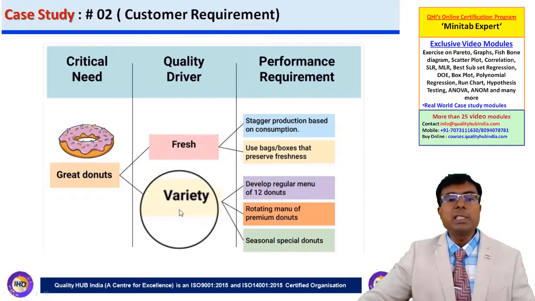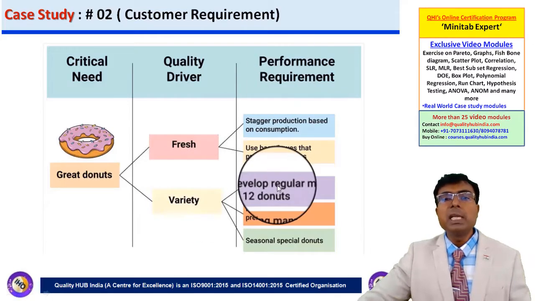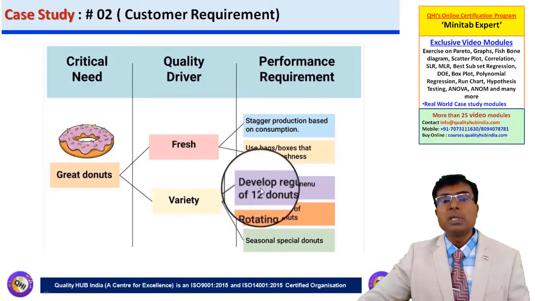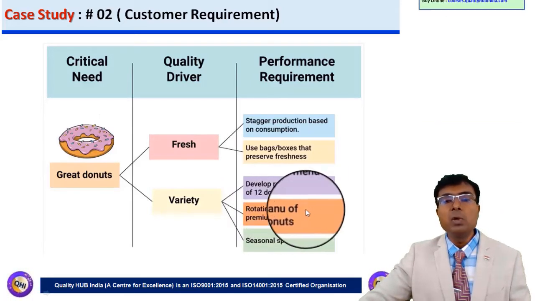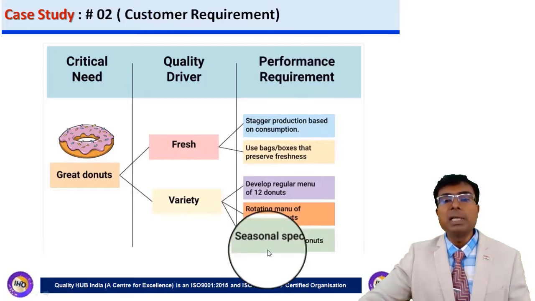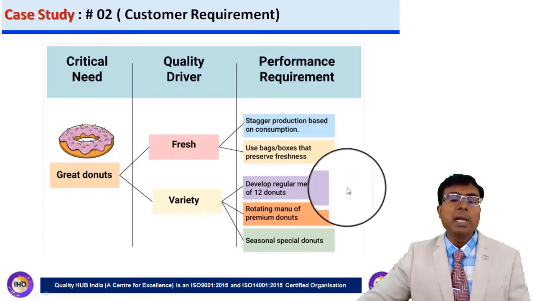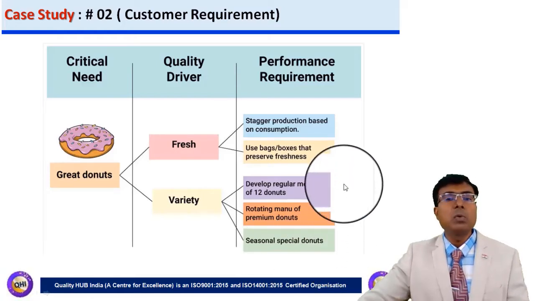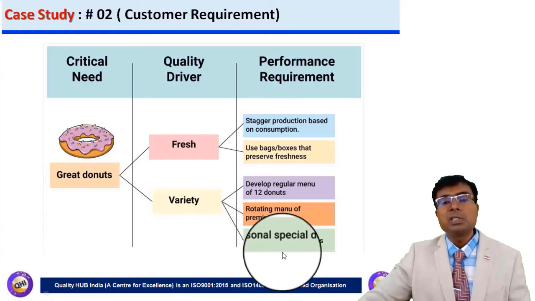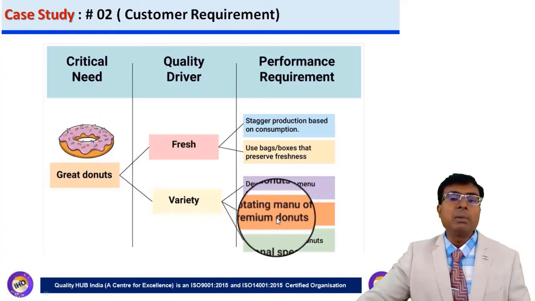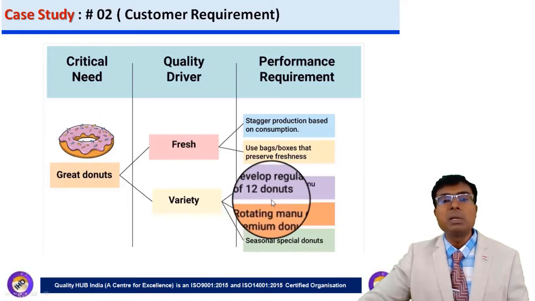And the next quality driver is variety, and for ensuring variety, I have identified 3 performance requirements. First one is develop a regular menu of 12 donuts. Second is a rotating menu of premium donuts, and third one is seasonal special donuts. After application of all these things, I can ensure that customers are going away happy. They are getting many varieties of donuts: seasonal variety, premium donuts, and the regular kinds of donuts, which are 12 in number.